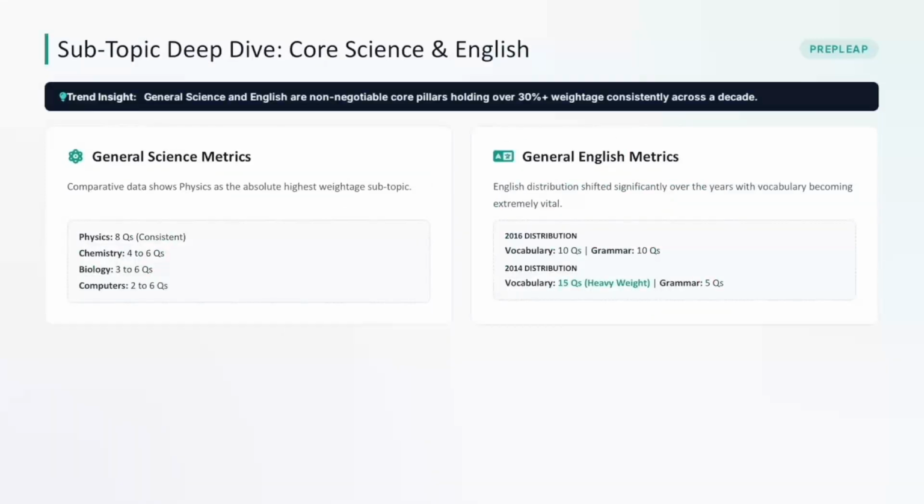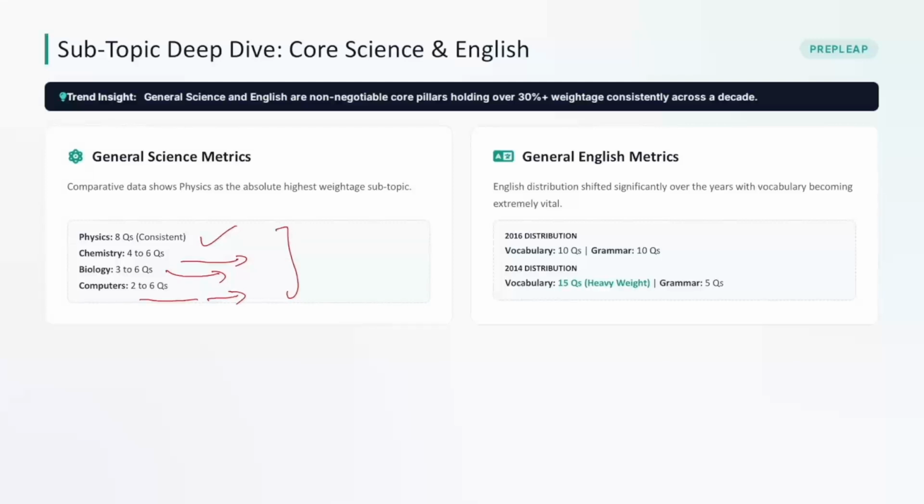When we understand this, we also need to understand that, when we talk about the general science metrics, physics is consistently coming around 8 questions, whereas chemistry has been around 4 to 6 questions, biology has been around 3 to 6 questions, and computer has been from 2 to 6 questions. So, see the breakup. Physics has been the most important component in science.